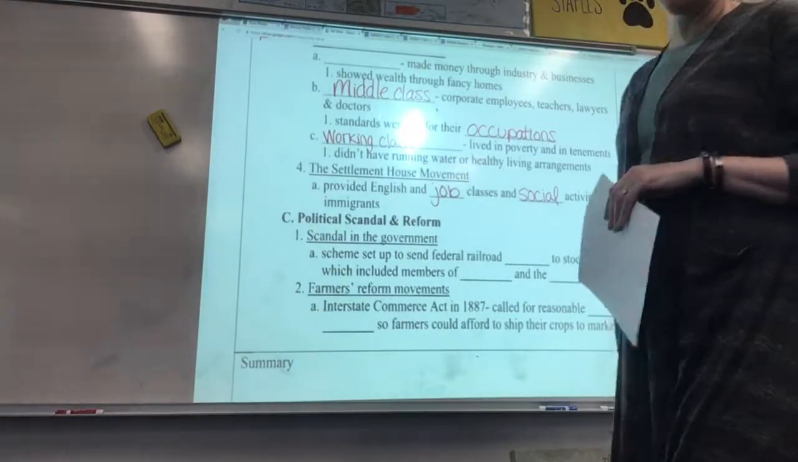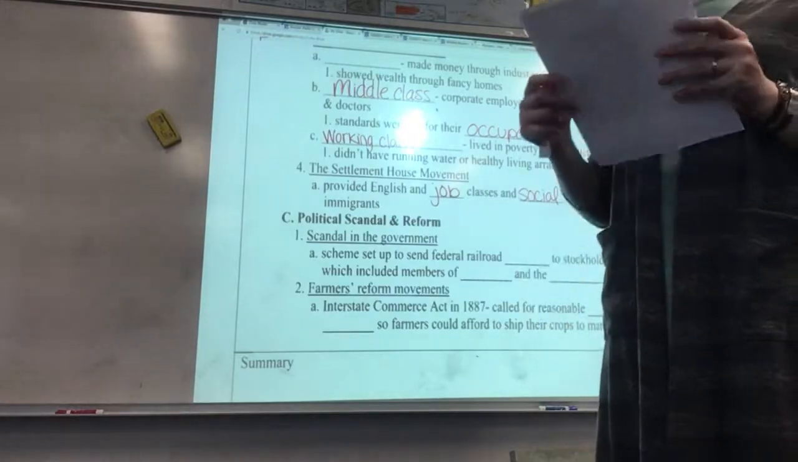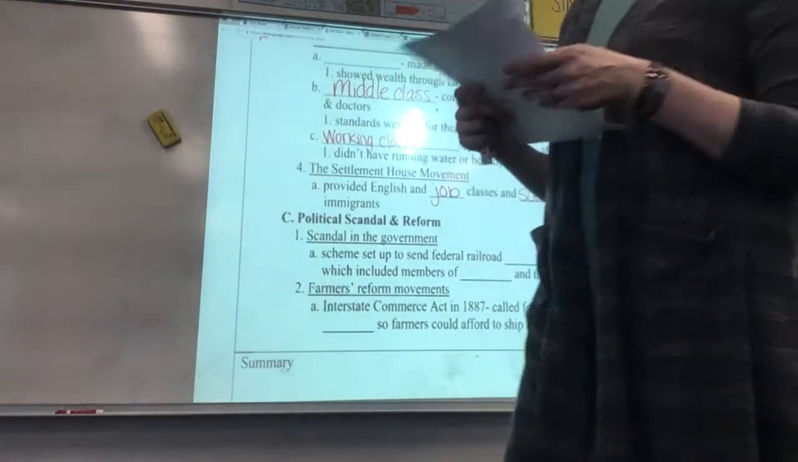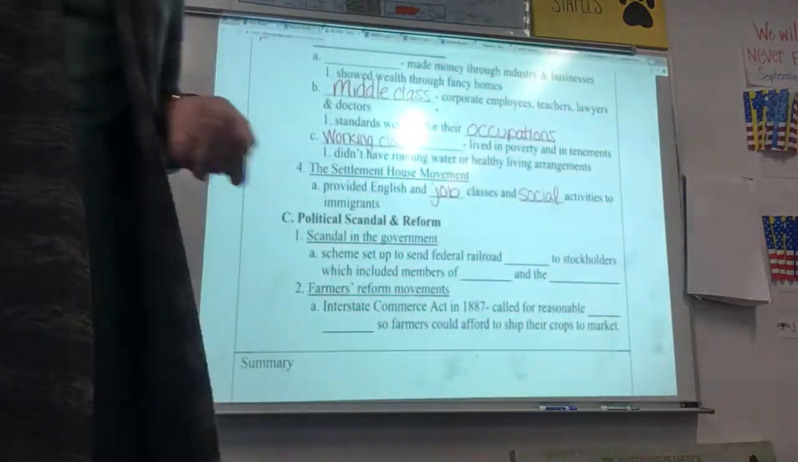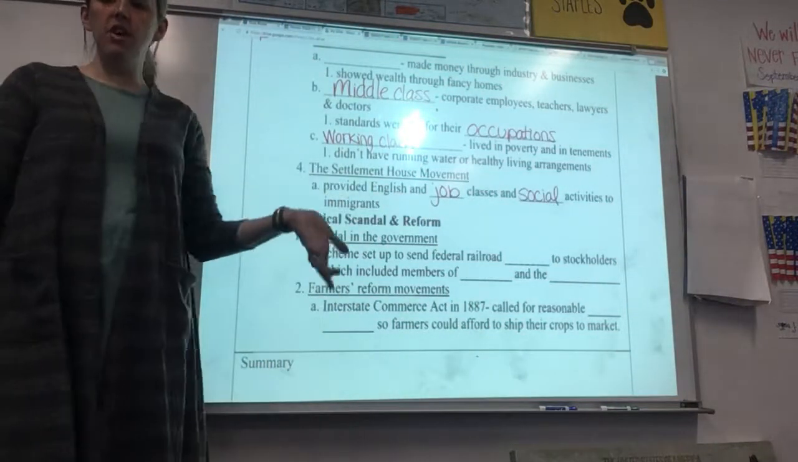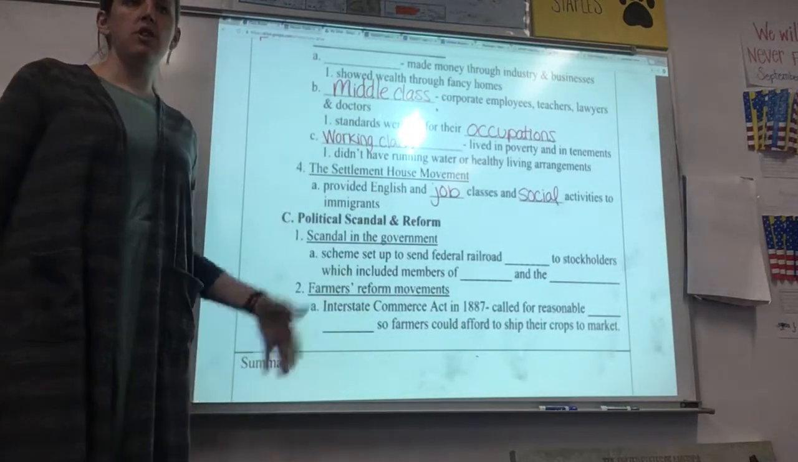And they provided social activities. So think about a club. We have different clubs here at school, like the gaming club, they get together and they play games. It's a social activity. So they provided social activities for these immigrants.